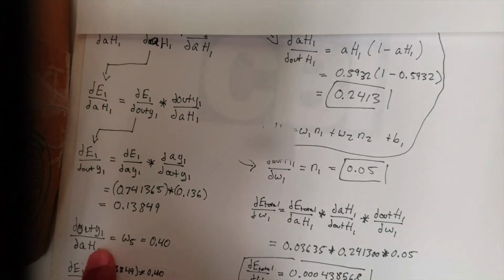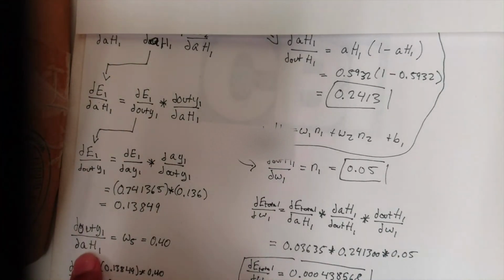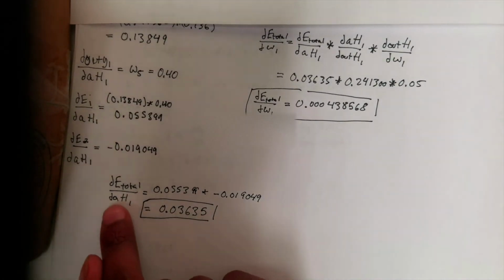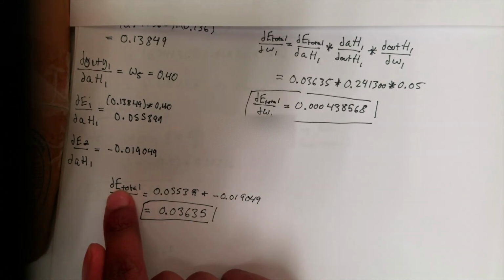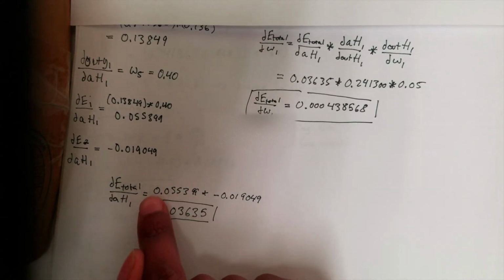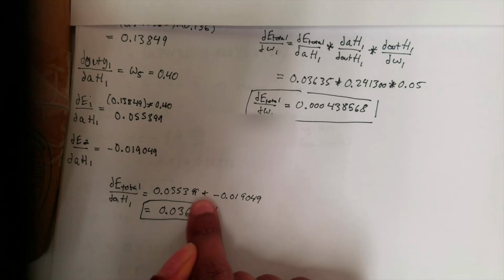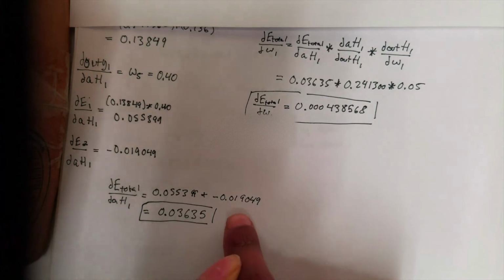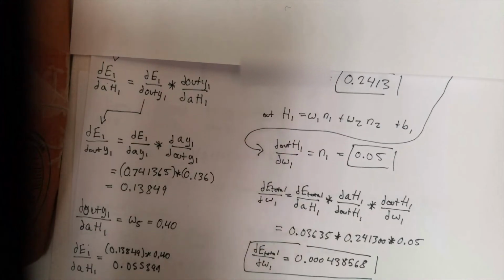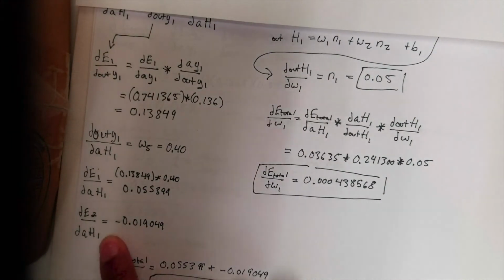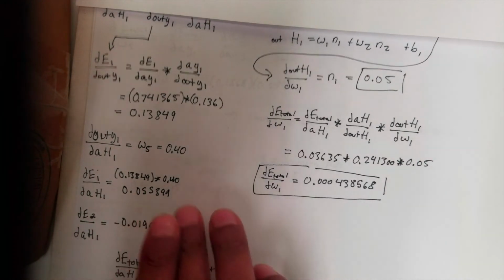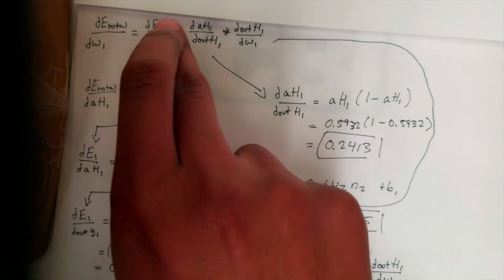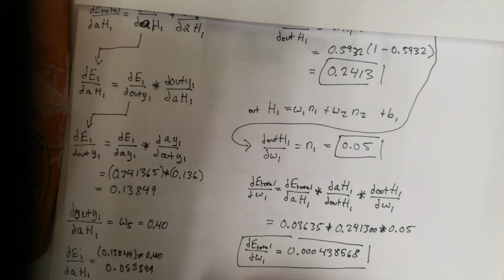So finally we get the contribution of the activation of H1 with respect to the total error is equal to 0.055399 plus negative 0.019049, which is that value right here that we calculated and this value right here. And you see in this step up here we add those two together, and that gave us this first component. So this is the first piece of the puzzle.